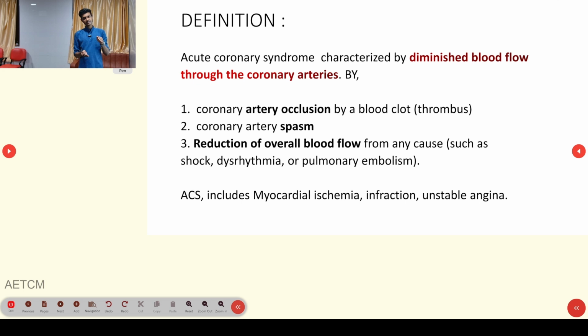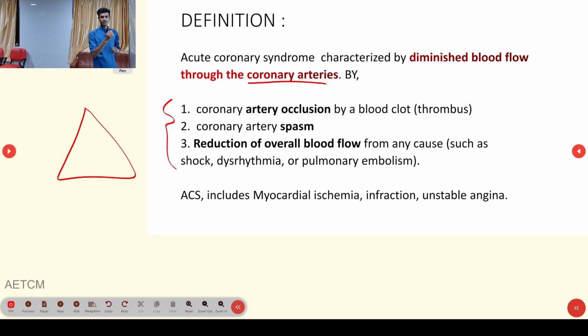Coming into this presentation, ACS, acute coronary syndrome, is characterized by diminished blood flow through the coronary arteries. The coronary arteries supply the muscle part of our heart, the myocardium. The reason is either a coronary artery occlusion, coronary artery spasm, or reduction of overall blood flow. To understand this concept, it will be easy if you remember the perfusion triad.